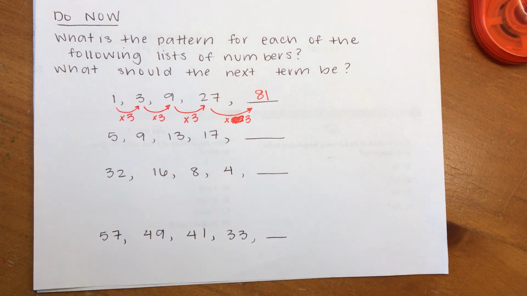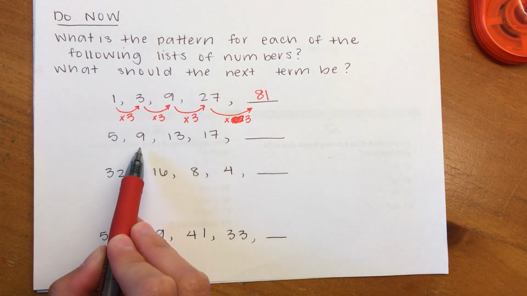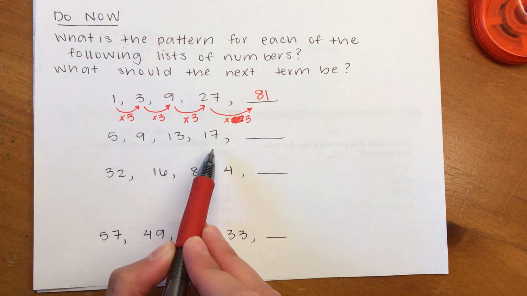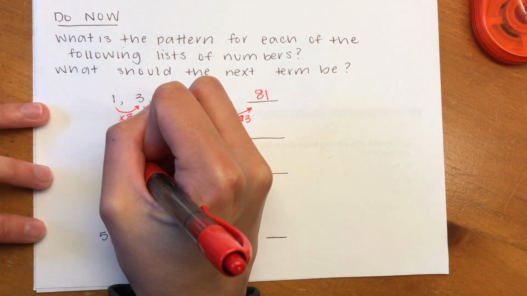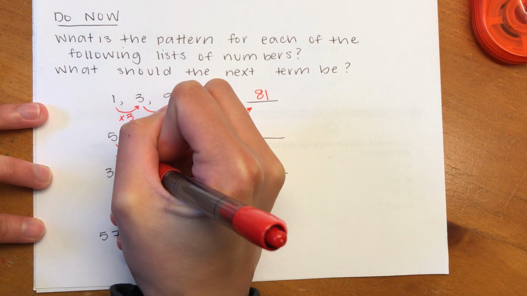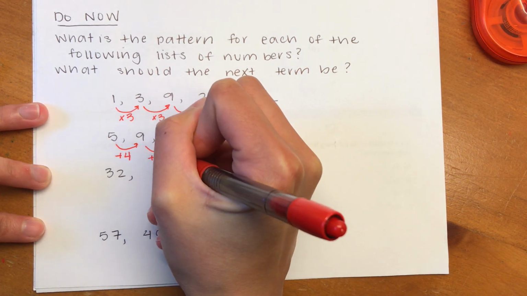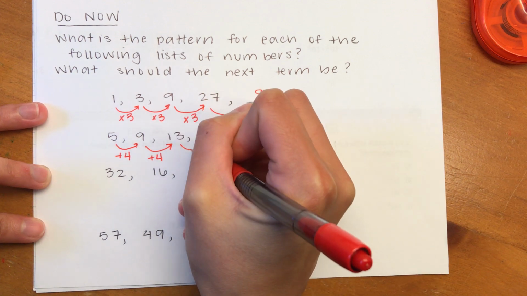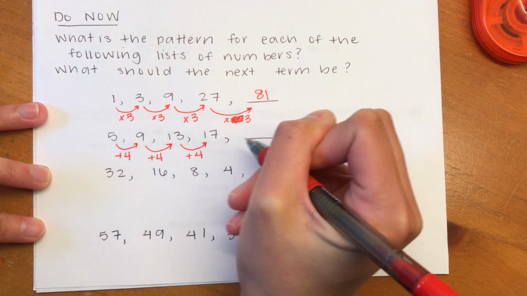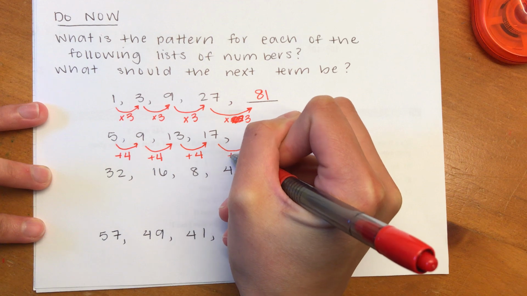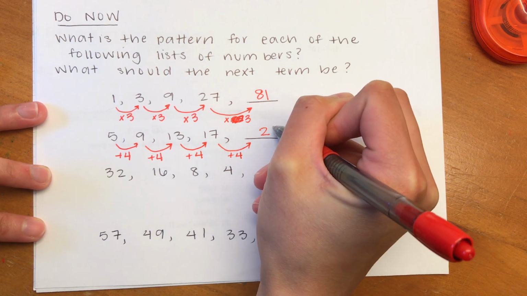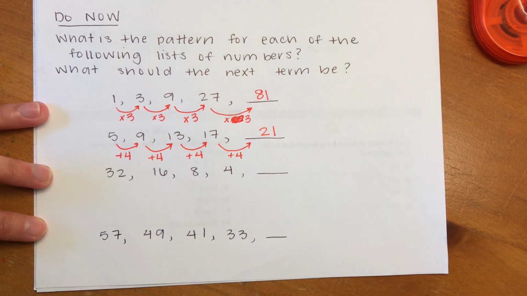Okay, my next sequence, 5, 9, 13, 17. I should see that each time here I am adding 4. 5 plus 4 is 9. 9 plus 4 is 13. 13 plus 4 is 17. Then finally, 17 plus 4 will give us 21.